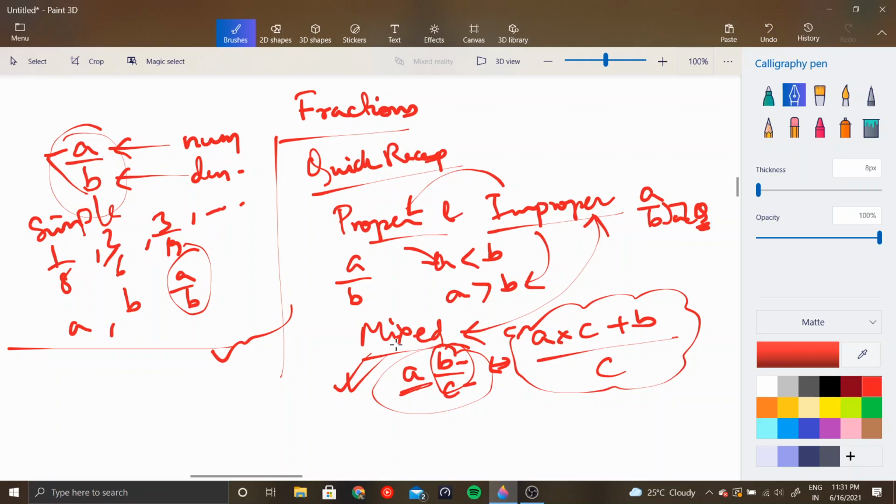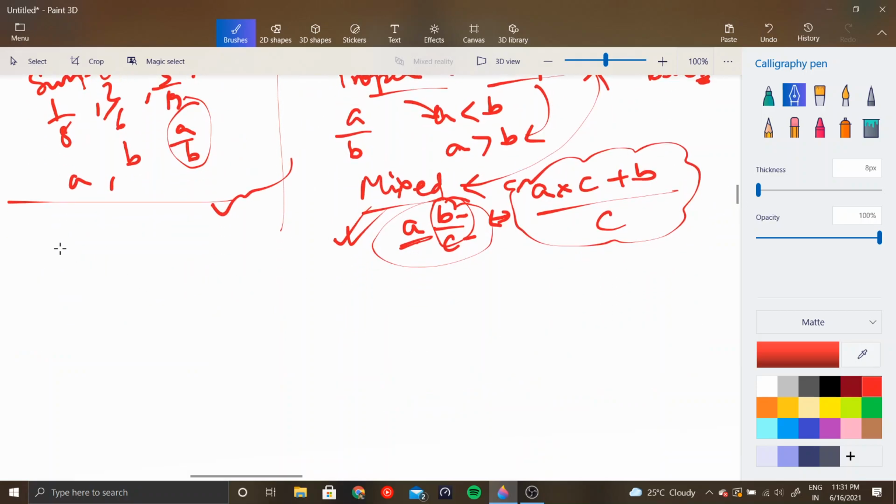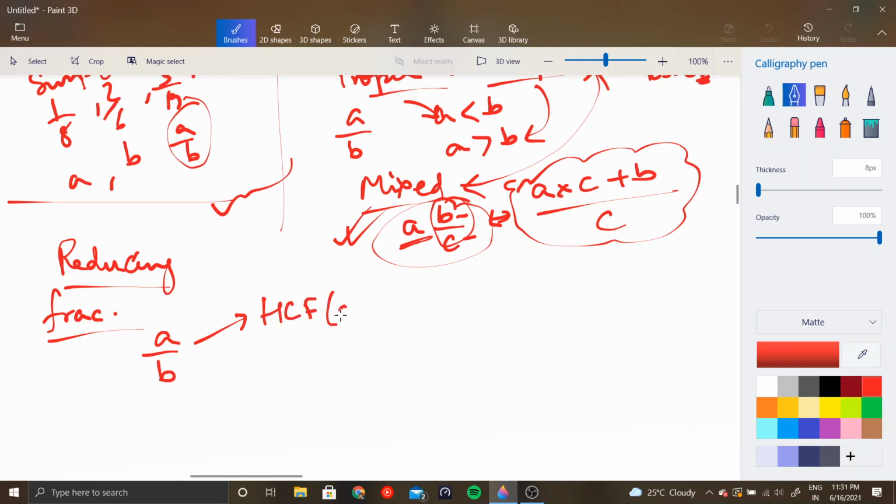We then also studied an important concept, which is basically a key concept when it comes to fractions, and that was reducing fractions. Given a fraction a by b, we needed to reduce this fraction into its lowest form. So how do we do that? We basically use two different methods. One was the HCF method, where the HCF of a and b, the numerator and denominator, was computed, and the numerator and the denominator were divided by the HCF, and we got the lowest form. For example, 2 by 4, the HCF was 2, so dividing the numerator by 2 and the denominator by 2, we got 1 by 2.